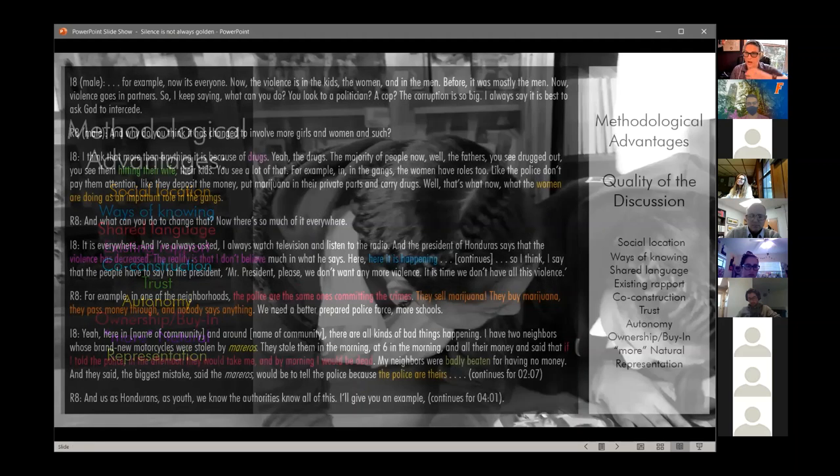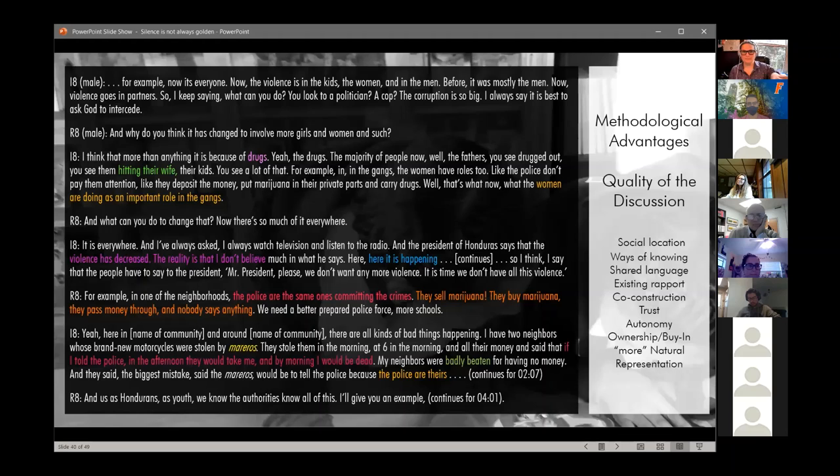So I'm not going to read all this, but what I want you to see here are these key highlighted words. This is a really rich discussion, one of the ones that we got from this method. And you can see that they're talking about serious topics here: drugs, men hitting their wives, or domestic violence. Also women's roles in gangs. They're talking about violence, that the president says that violence has decreased, but they don't believe it because it's happening in their own communities. They're talking about the police being the same ones committing the crimes.